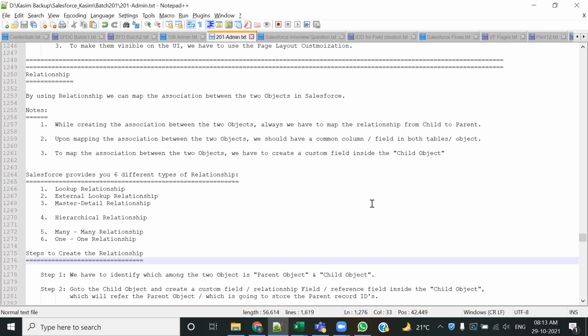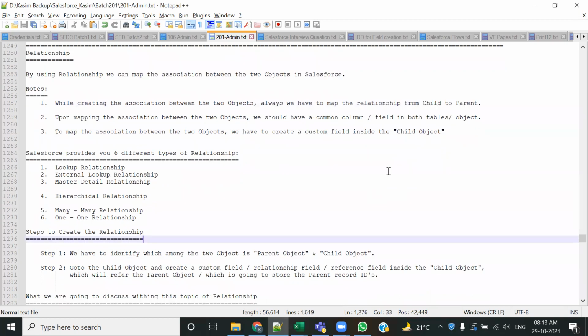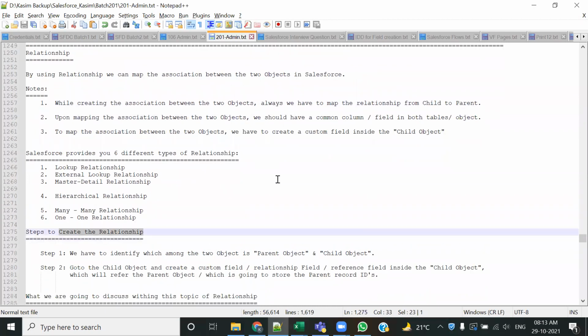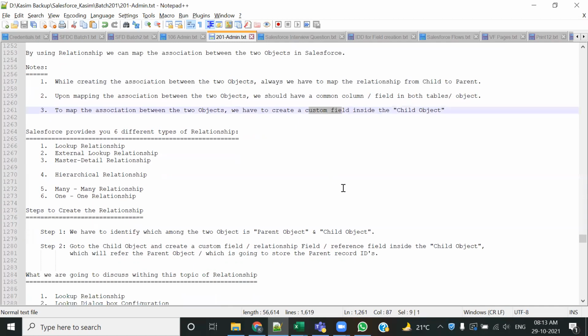So whenever we want to create a relationship, it is always created on the child. We are going to learn these steps of creating the relationship. During the steps of creation, we will understand what it means to create a common column, a custom field. We are going to learn that also.